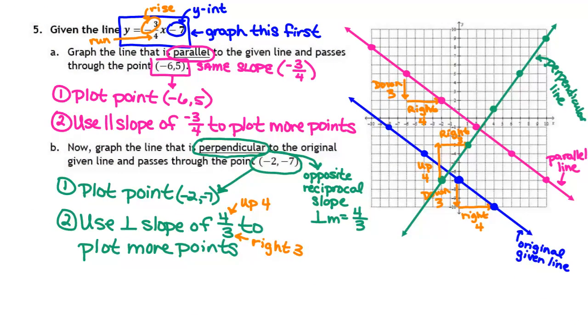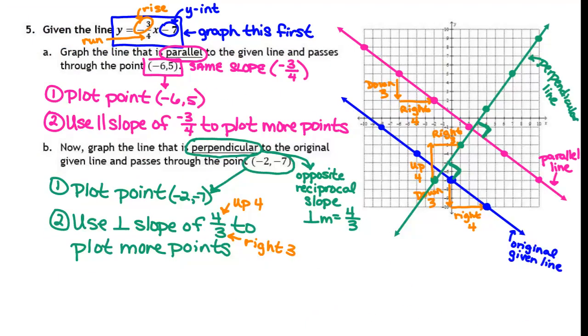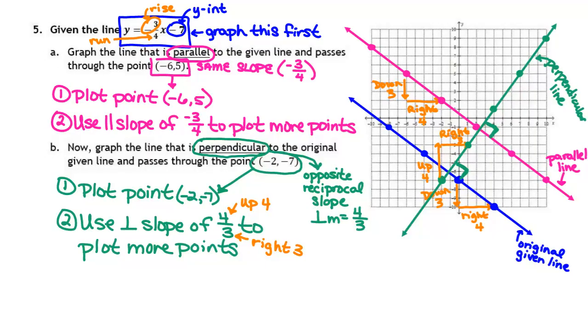Your parallel lines, your original given line and the line that is parallel, these should look like railroad tracks. The perpendicular line should be making right angles with your two parallel lines. Nicely done.